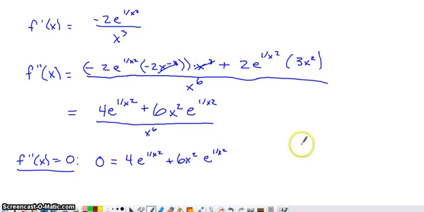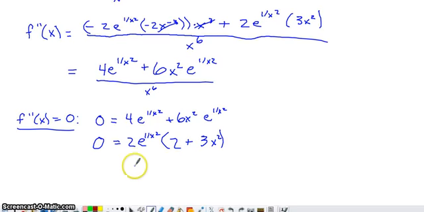You're probably going to be a little intimidated by this initially, but what you should always do if you can is try to solve by factoring. We do have a common factor of 2 between these numbers, and also this e to the 1 over x squared is a common factor. So I'm going to factor out a 2 e to the 1 over x squared from this term, and when I do that, that's just going to leave me with a positive 2. And when I factor it out of the second term, I'm going to be left with plus 3 x squared. And so now you have this factored. You're ready to set each factor equal to 0.